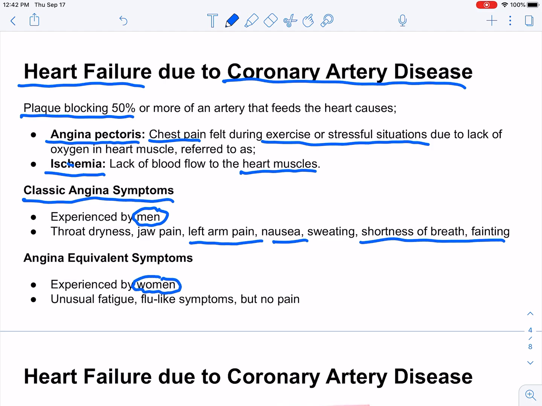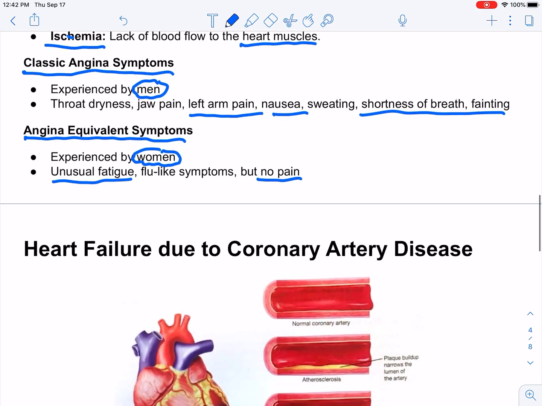It was believed for a long time that women just don't have heart attacks. Turns out that's not true. They just have different symptoms. They have what's called angina equivalent symptoms, which is unusual levels of fatigue, often flu-like symptoms. But what's weird is that they really have no pain. They don't get that chest pain or left arm pain that is usually felt by males.